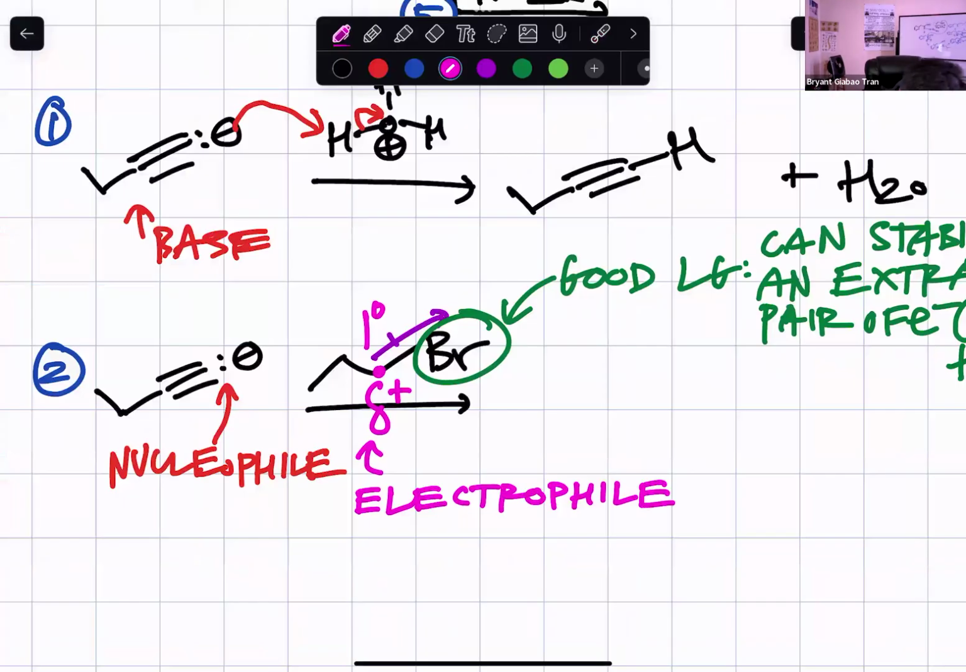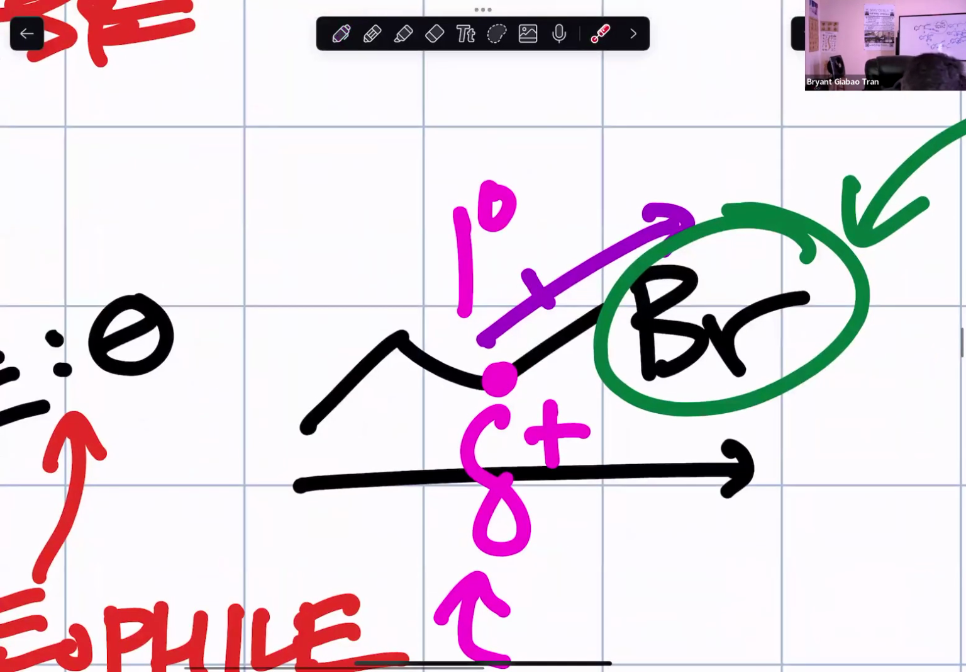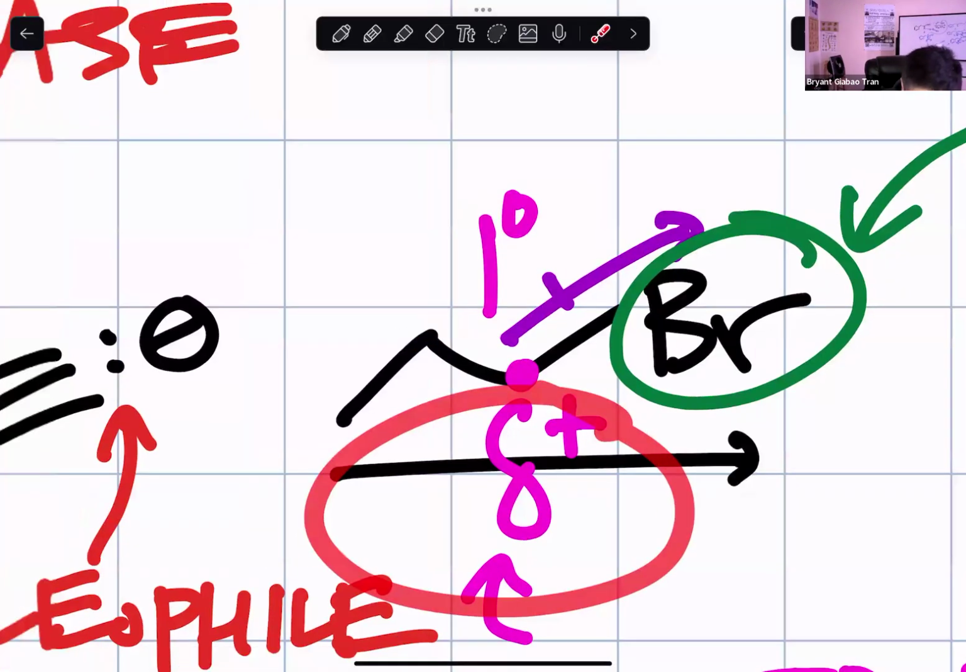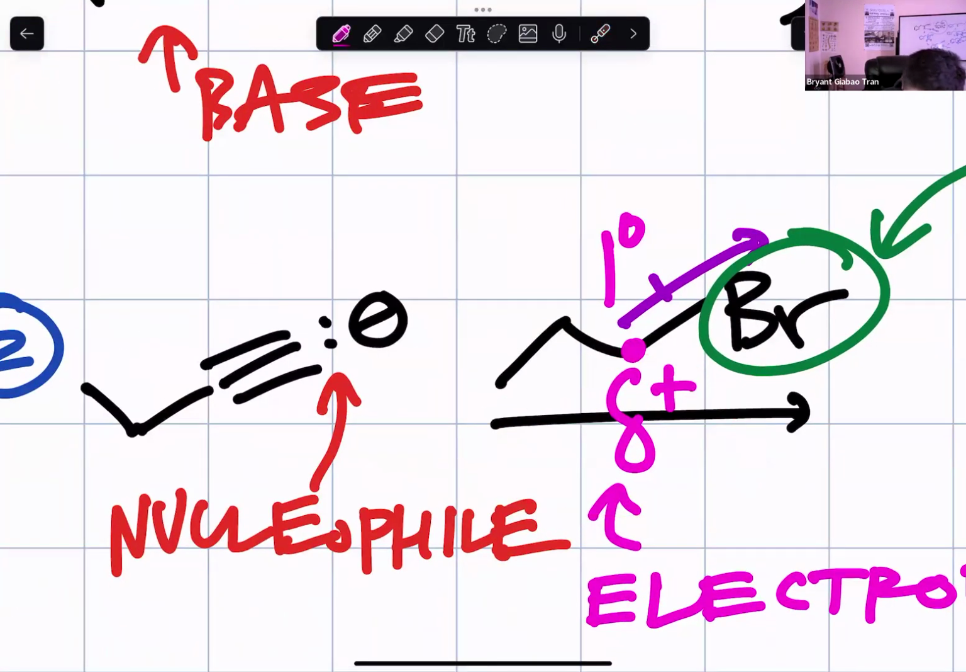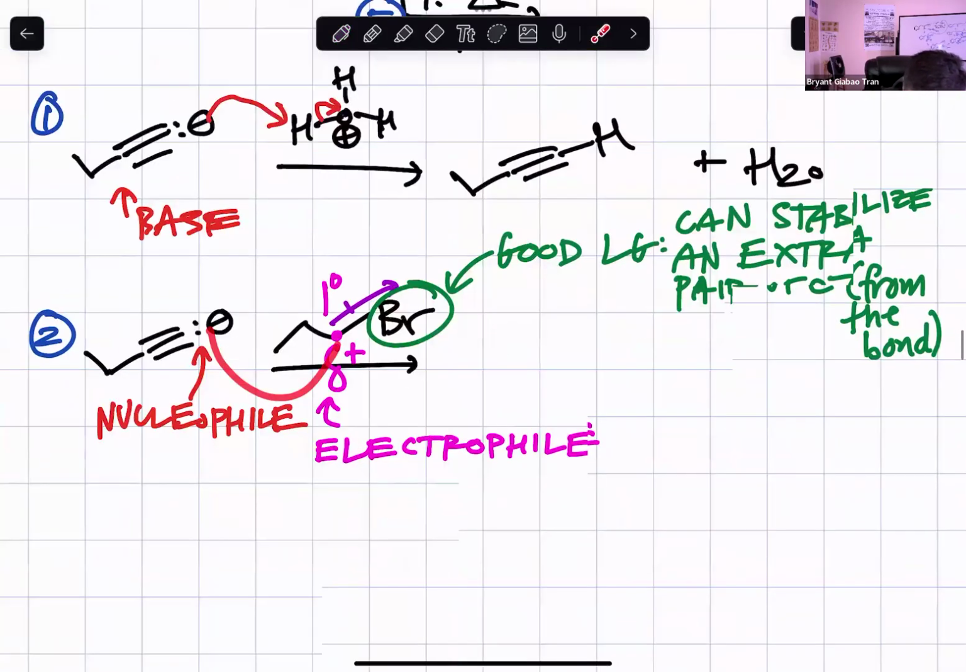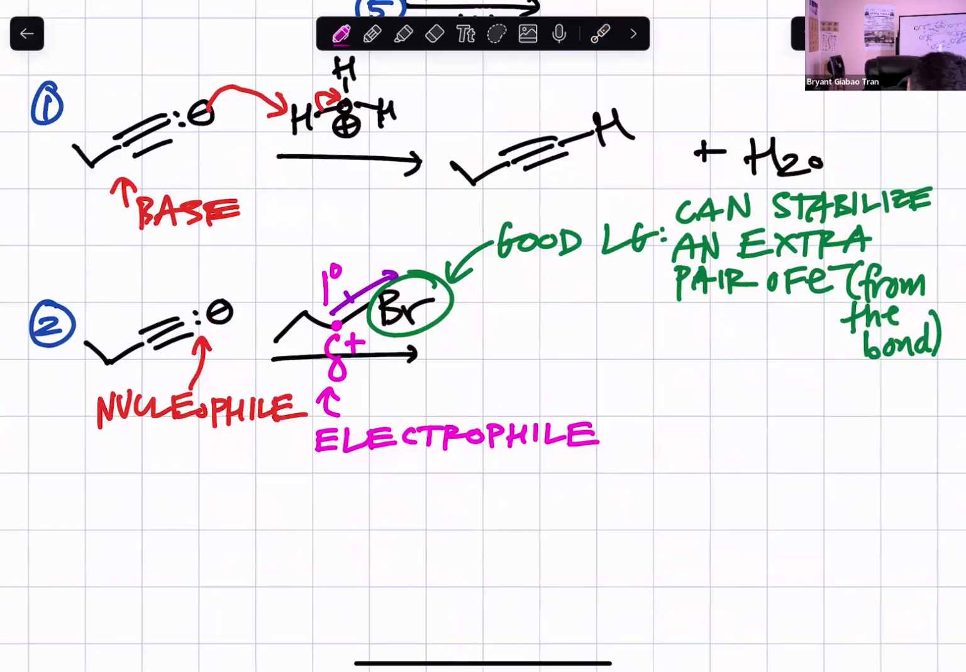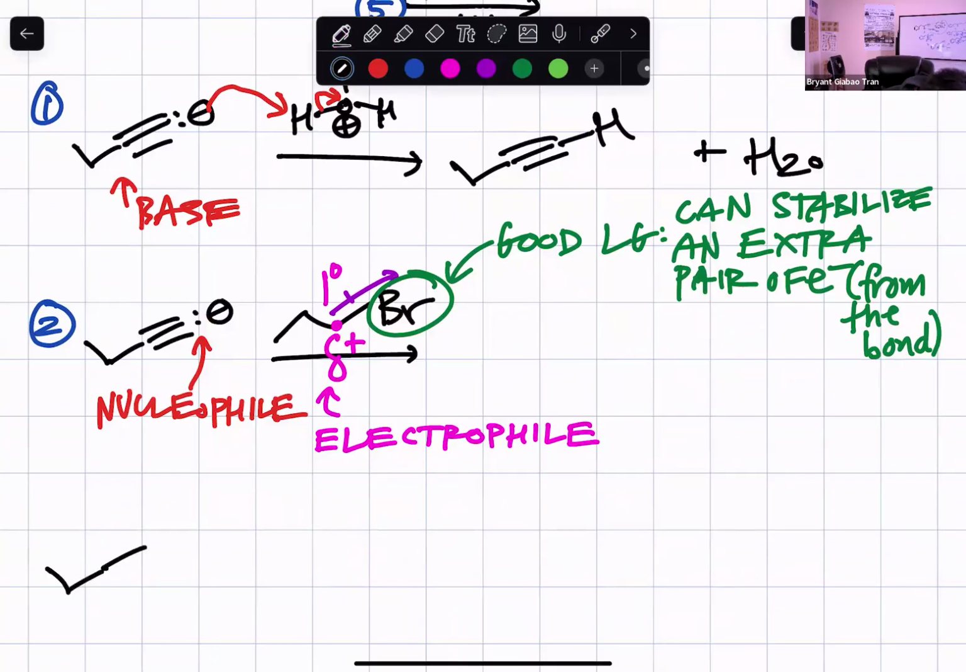Right. Where now this is a primary electrophile substrate because this carbon here is attached to one other carbon. Right there. One other carbon. Right. And because it's primary, it has a lot of space for the nucleophile to attack the electrophile. Right. So there's so much stuff going on right now. I'm going to redraw this like this.